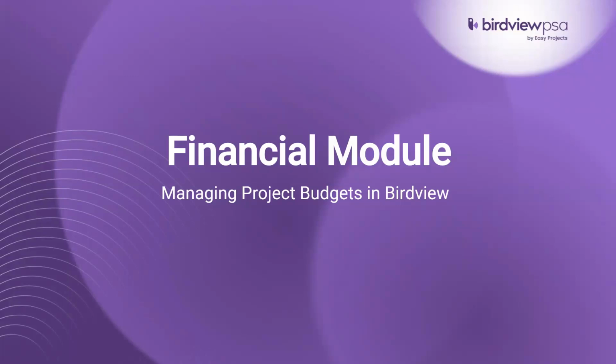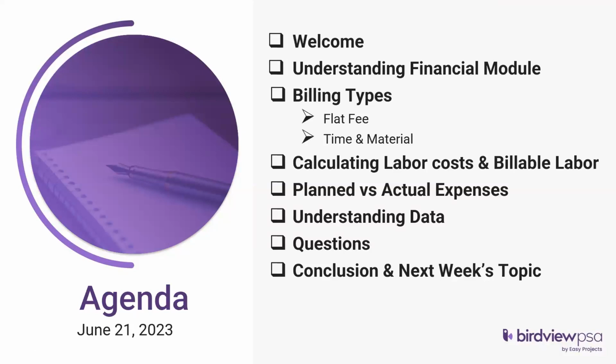So our topic today is Birdview's financial module. We'll start with understanding what the financial module is and how it works with our project management activity center, the different types of project billings and what they mean. So we have flat and time and material. And then we'll also learn how the system calculates the labor cost and billable labor and how you can base your project billings on different rate options. We'll learn to add planned expenses as well as actual expenses and how the financial module updates and calculates it automatically. And finally, we'll review the questions that you might have during the webinar, this session, and then we'll conclude and discuss the topic of our next weekly workshop.